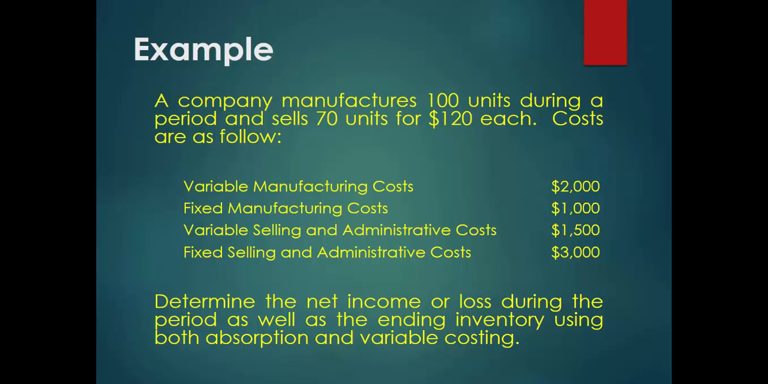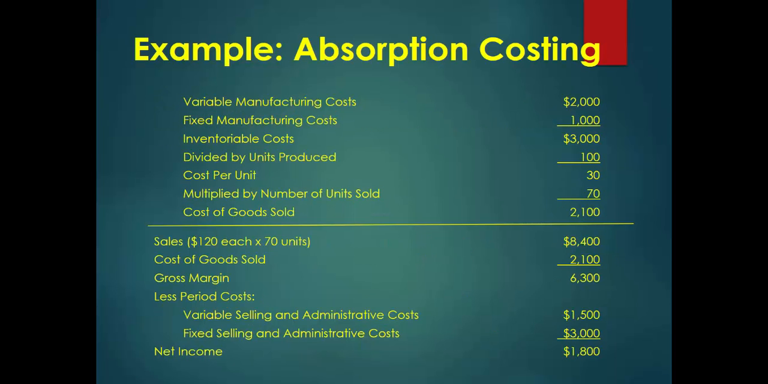So this problem wants us to go through and determine the net income or loss during the period, as well as the ending inventory, using both absorption and variable costing. If we use absorption costing, the first thing that we need to do is calculate our cost per unit and then our cost of goods sold.